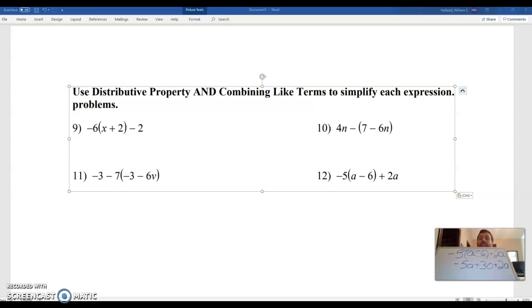And now I need to combine like terms. Notice I've got a -5a, a plus 30, and a plus 2a. This plus 30 is a constant, so it cannot go together with these a's here. So I'm just going to consider the a. So -5a plus 2a. I'm 5 below 0, I add 2, so I'm getting closer to 0. So I would be at -3a. So I would have -3a plus 30 as my final answer.